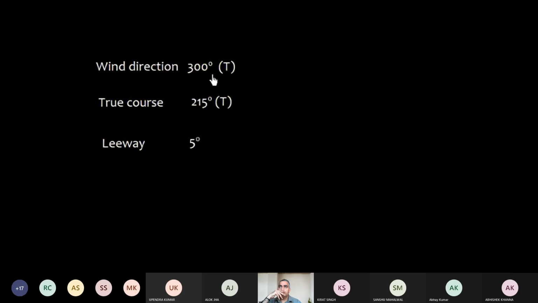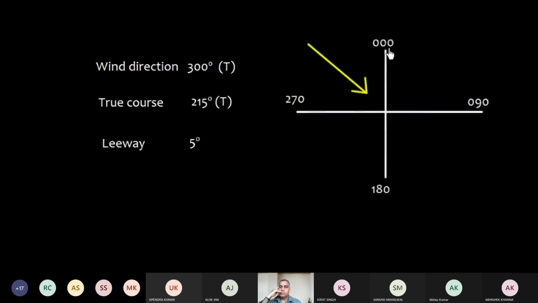Let's do this example. Suppose the wind direction is 300 degrees true and the true course is 215 degrees true and the estimated leeway is 5 degrees. So let's make this 000, this is 090, this is 180, this is 270, and the wind is coming from 300.